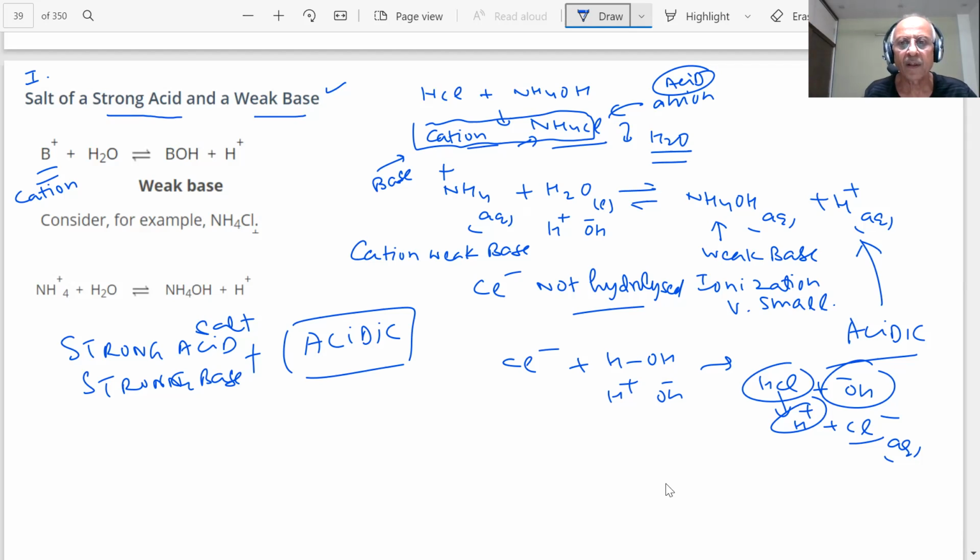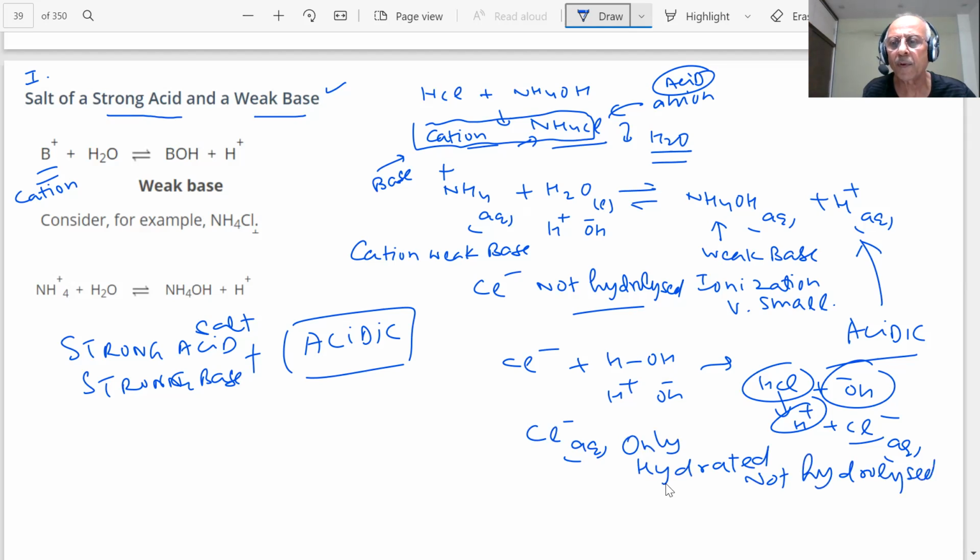Okay. So if I assume this is reacting, let me see what is the product. This is a strong acid, completely ionized. Then what will happen? H plus and OH minus. So what is left is again Cl minus aqueous. This is only hydrated, student, not hydrolyzed. All right.